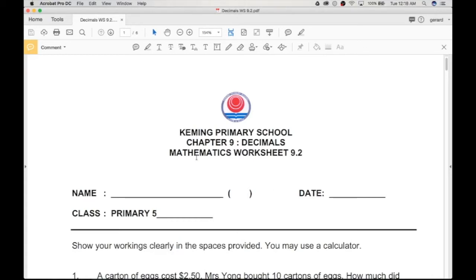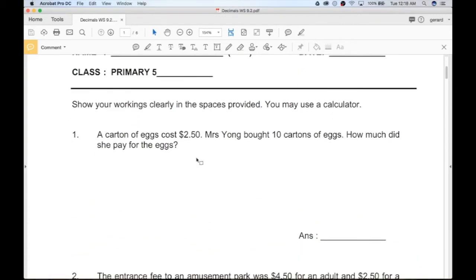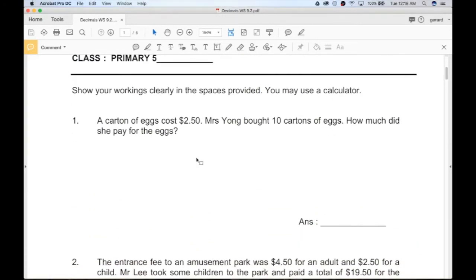Alright, so welcome to worksheet 9.2 corrections, decimals. Okay, let's start. Question 1, very straightforward. A carton of eggs costs $2.50. Mrs. Young bought 10 cartons of eggs. How much did she pay for the eggs?